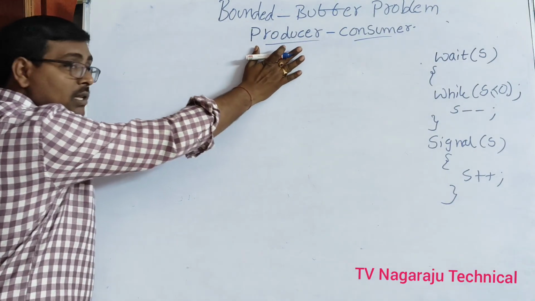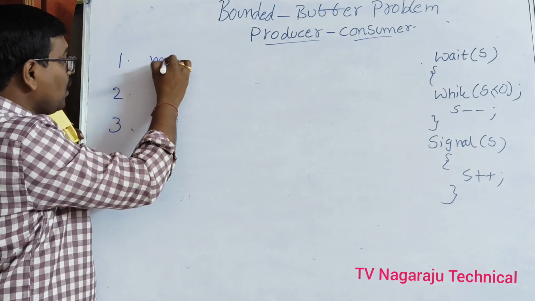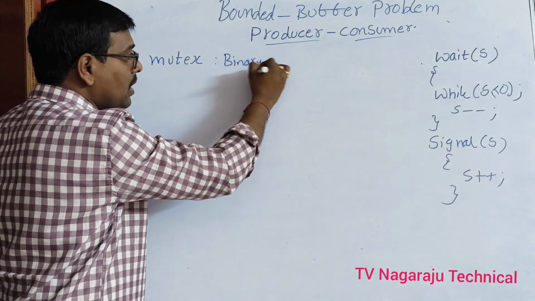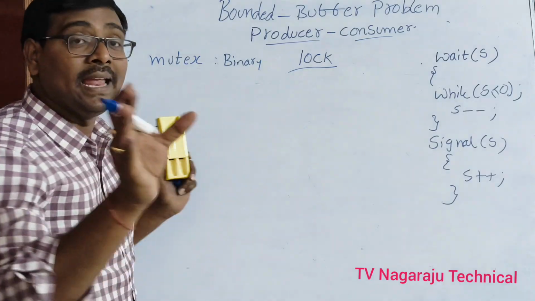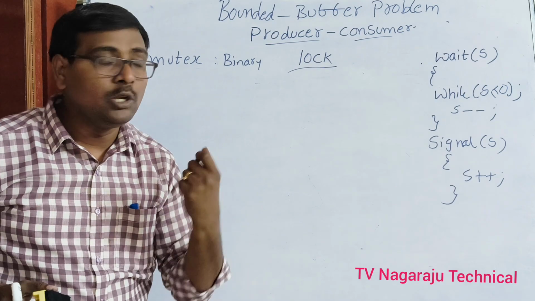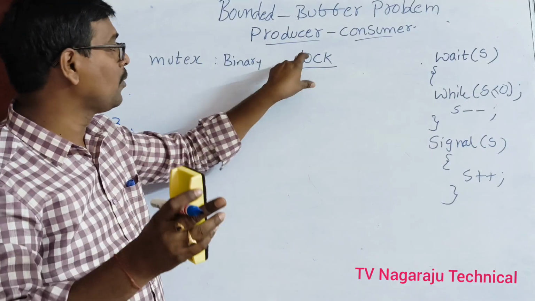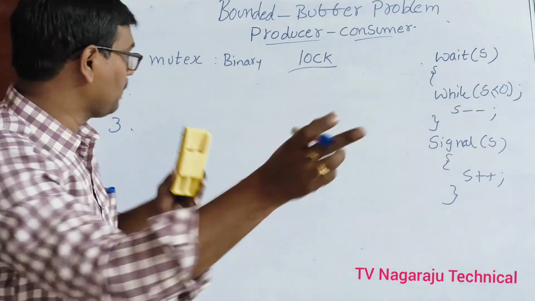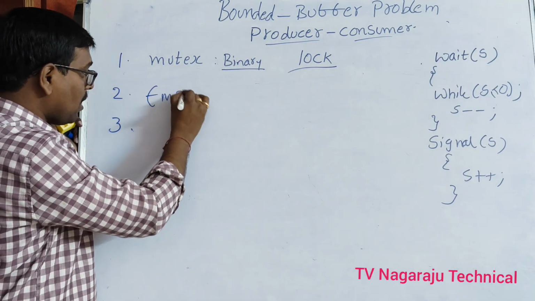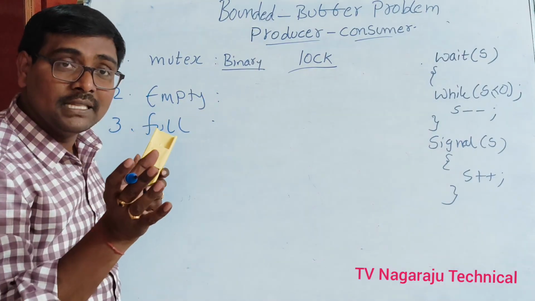Now, to achieve the solution, we are using three types of semaphores. The first one is mutex. Mutex is simply a binary semaphore which is used to acquire a lock on the buffer. If the producer acquires a lock on the buffer, the consumer is not allowed. If the consumer acquires a lock, the producer is not allowed. For locking purposes, we are using the binary semaphore mutex along with two more semaphores. One is empty, the second one is full.